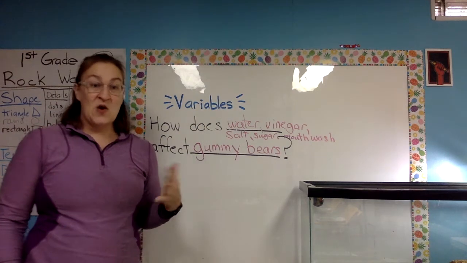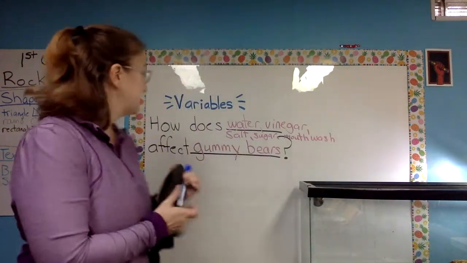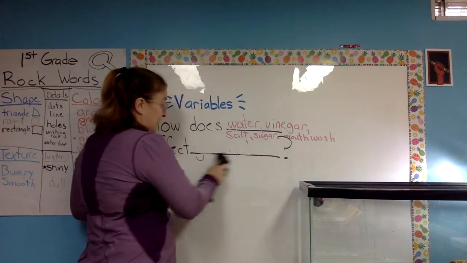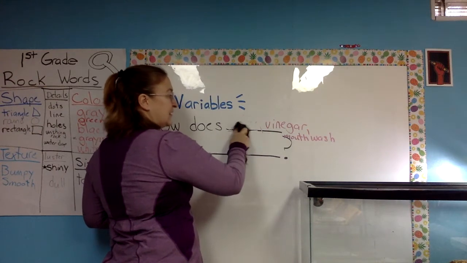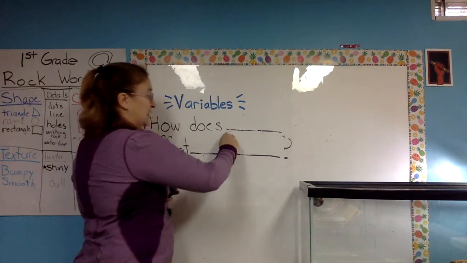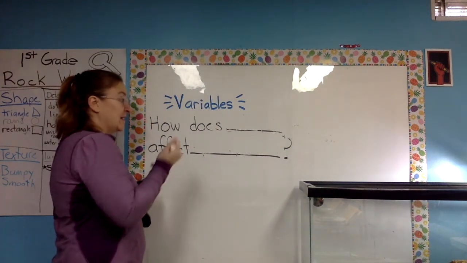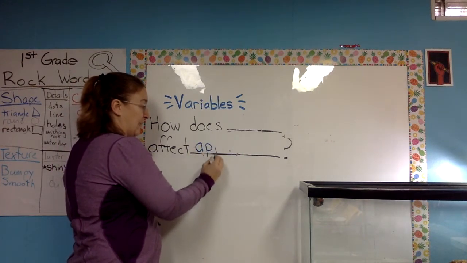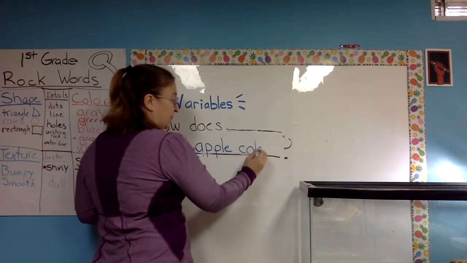Now, we did not only do the gummy bear lab, so let's look at our apple lab. Let me get my eraser. For our apple lab, we were testing what happened to apples that sat out. Did they turn brown? Did they stay white on the inside? And we were testing how does the variable affect apples? And really, we tested the apple color, or how brown the apple was. We called it apple browning a lot, or apple color.